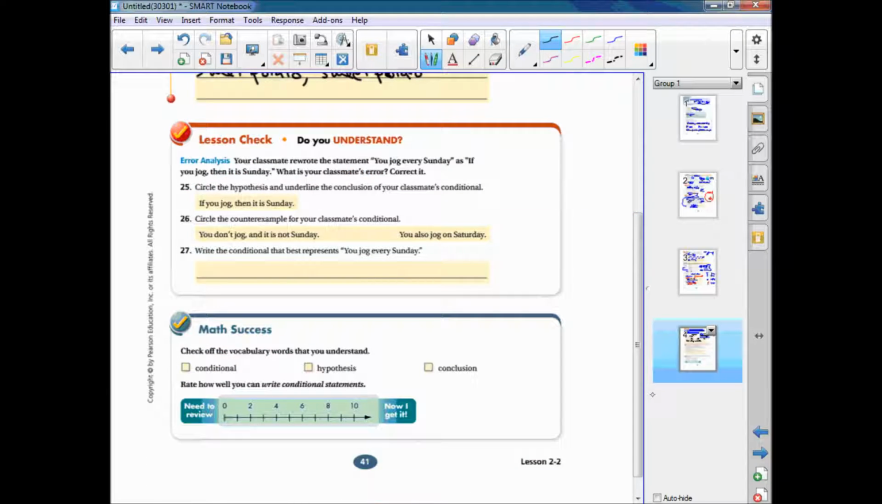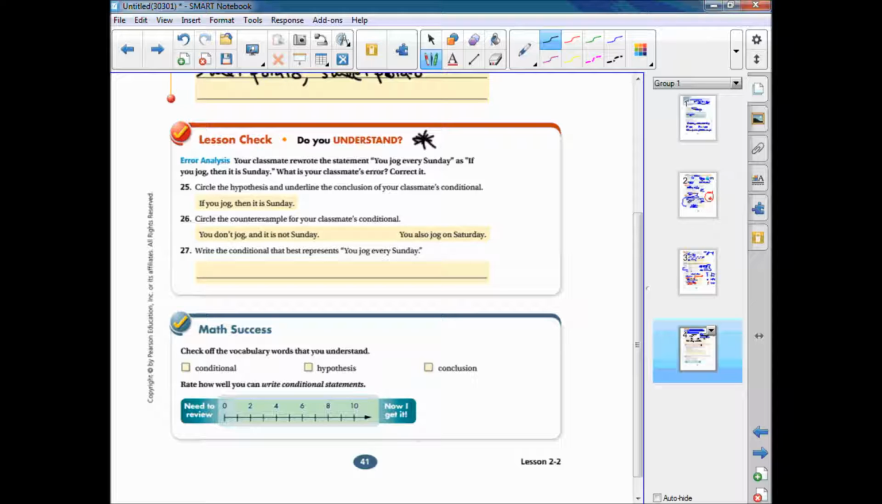All right, so your lesson check. Did you understand what we were talking about? This is where you pause the video again. Do this first and then come back and check, and it'll let you know whether you really understand. So, an error analysis. Welcome back. Your classmate rewrote the statement "you jog every Sunday" as "if you jog, then it's Sunday." What is your classmate's error, and then correct it?